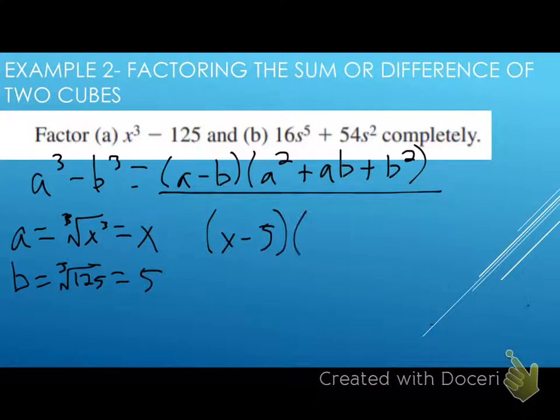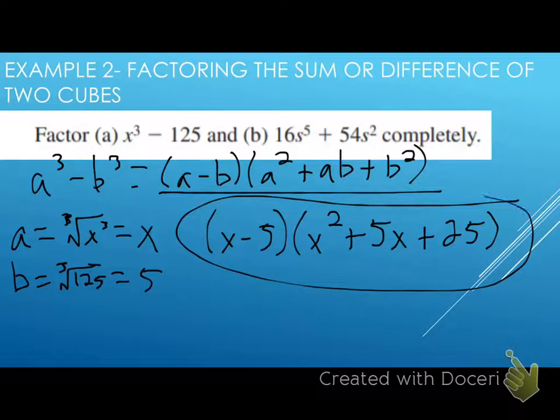Plugging in x for a, I get x squared. a times b, what's x times 5? 5x. And then b squared, what is 5 squared? 25. There'd be my answer.